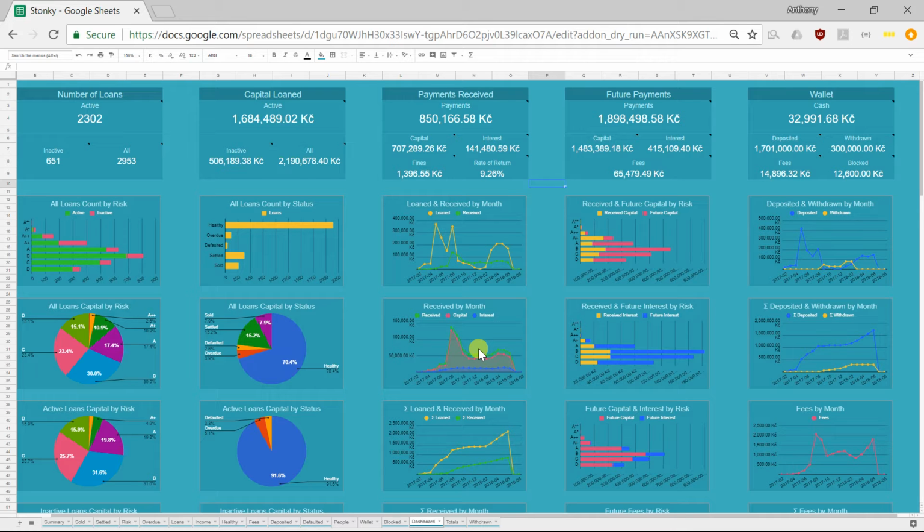This is about some new features in Stonky 0.7 alpha. In another video, I will show additional charts that have been added, but in this video I'm going to talk about firstly fees, but mostly rate of return.